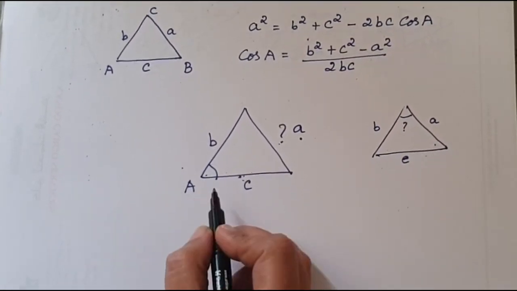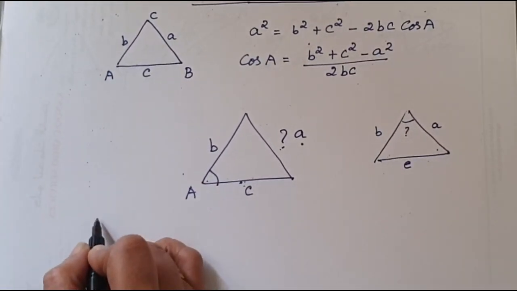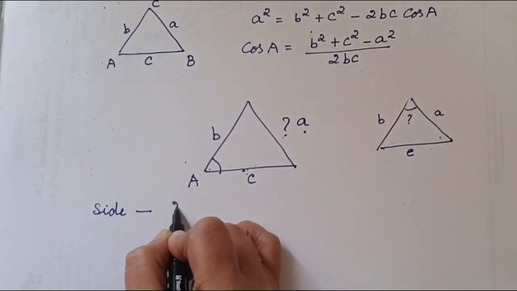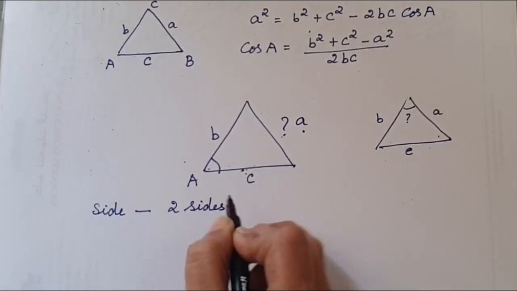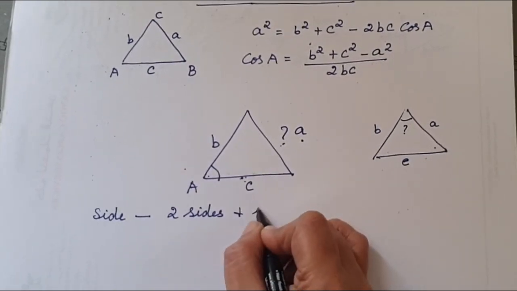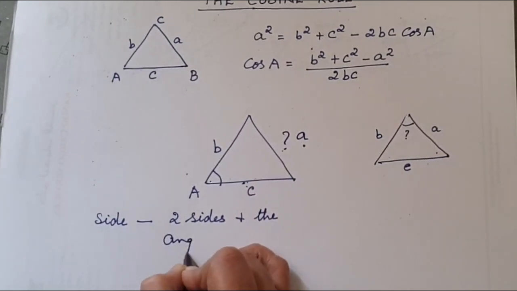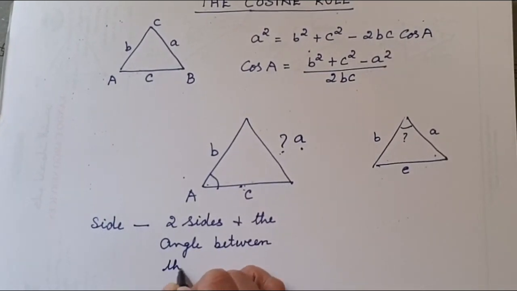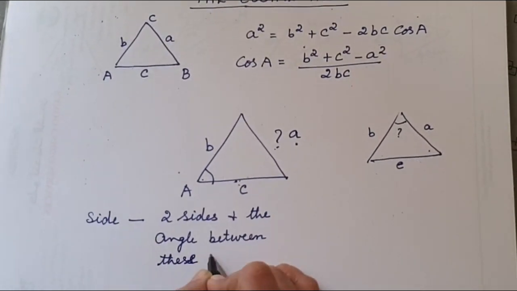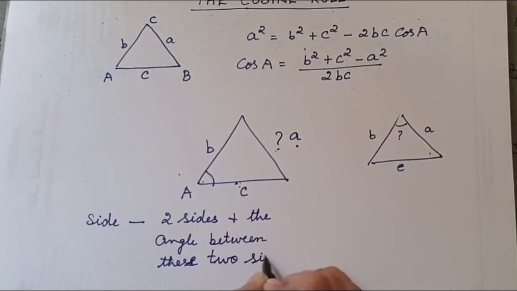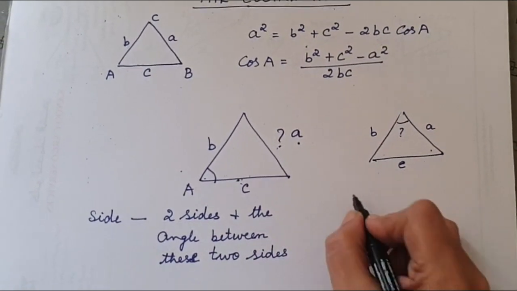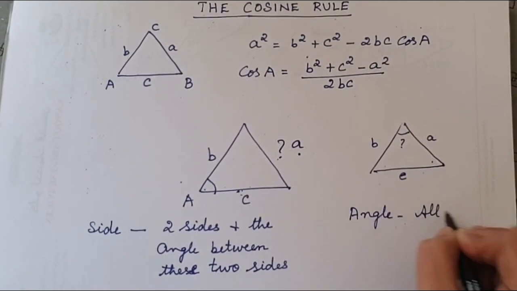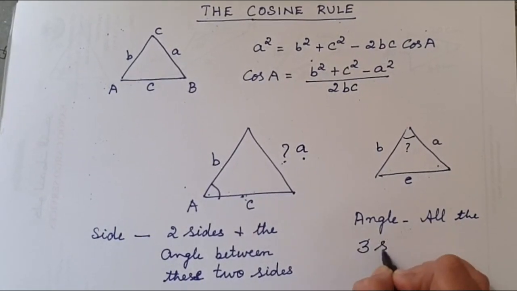That is, if you want to find the side, you need two sides and the angle between these two sides. In the same way, when you want to find the angle, you need all the three sides of the triangle.